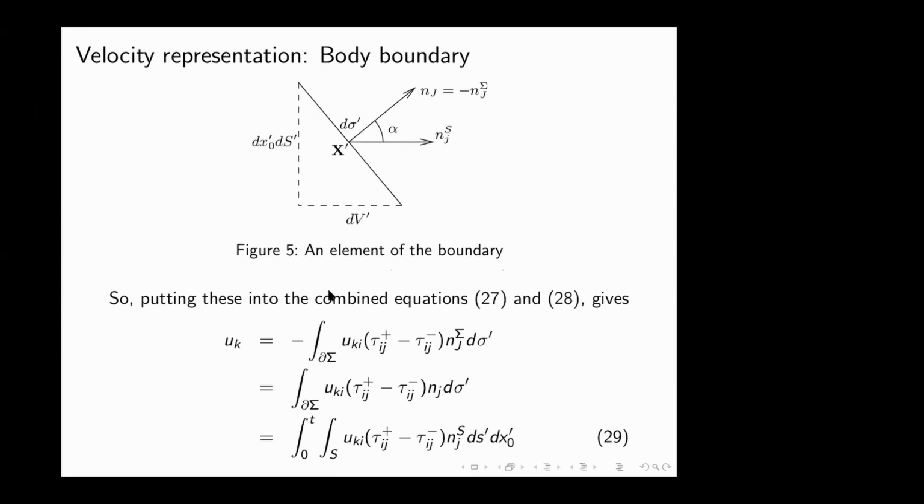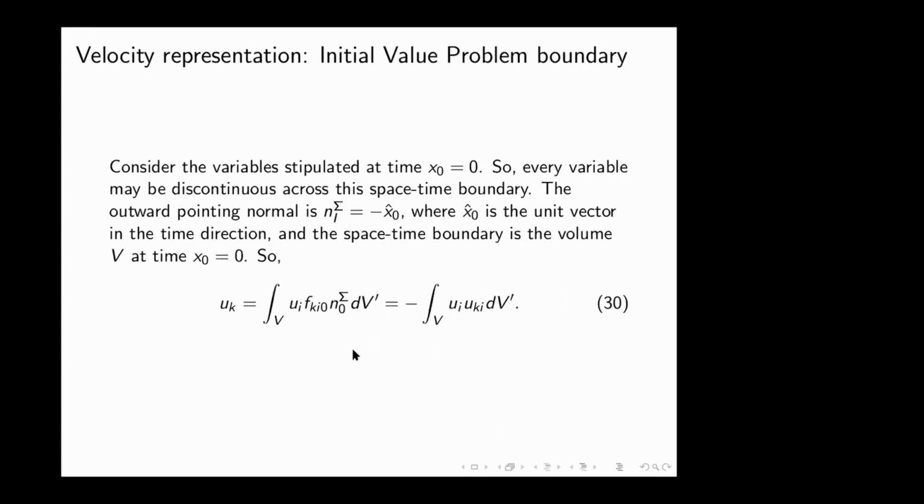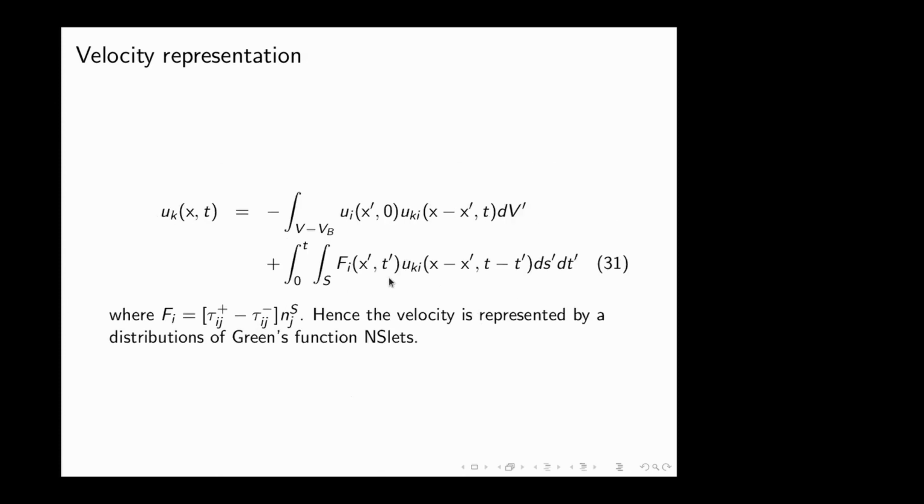And then in this way, combining them together, adding them together, I just get the velocity in terms of the stresses with the linear component of the Navier-Stokes velocities. Okay, and then I can do a similar thing if I've just got an initial value problem now, so no body at all, but the velocity has been stipulated at time t equals 0. The outpointing normal then is just in the time direction, so I just get the time component, which is that one. So it's also represented by an integral distribution of Navier-Stokes. And then bringing those together then gives us my final result, the result that I wanted to prove.